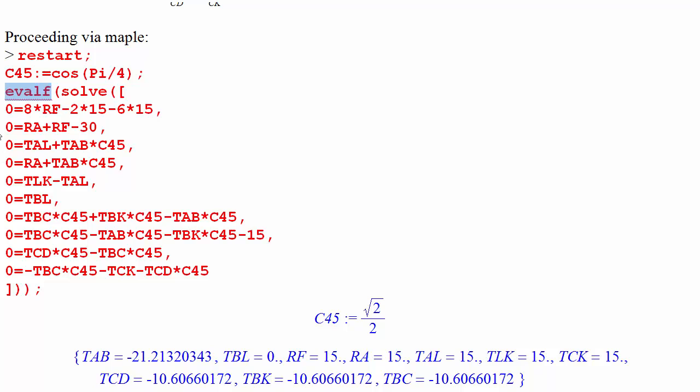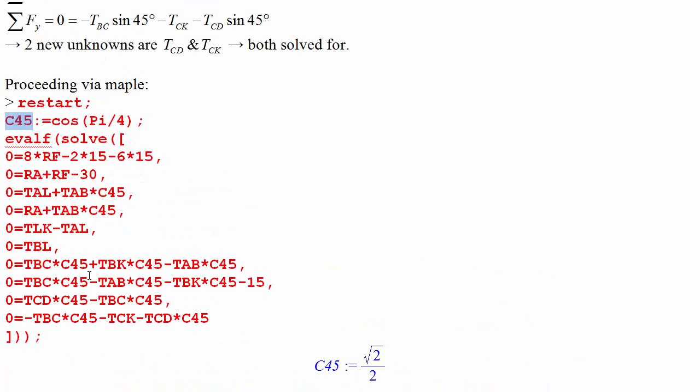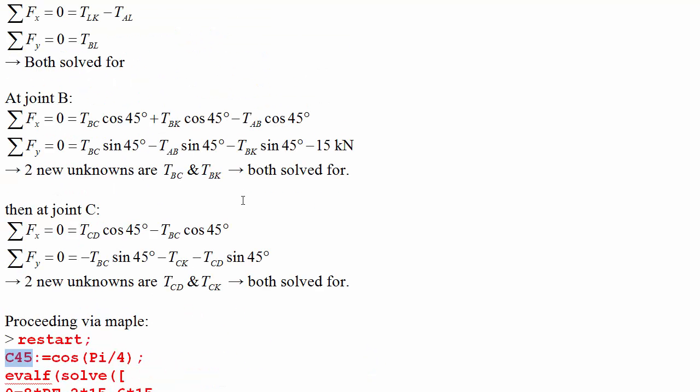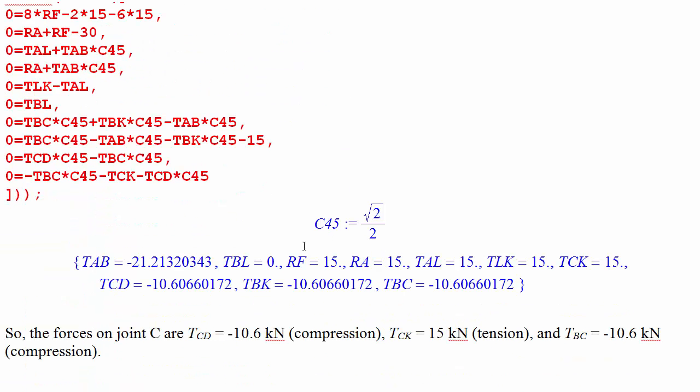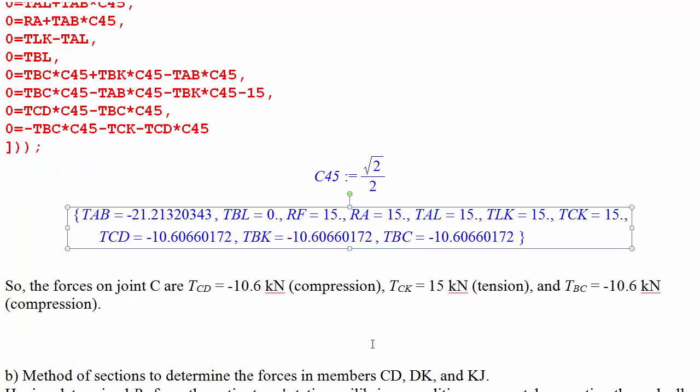I put an evalf in front of that to evaluate the forces as floating point, and defined C45 as cos of 45 degrees because we're going to use that angle quite a lot, just to save some time in typing it out. Cos of 45 is also sine of 45, so we don't need to define 2 of those. Finding all of that out, we get that TCD is negative, which means it's in compression, and similarly for BK, and also for BC. And CK, the other one that we needed to know, is positive, so that means that it was in tension.